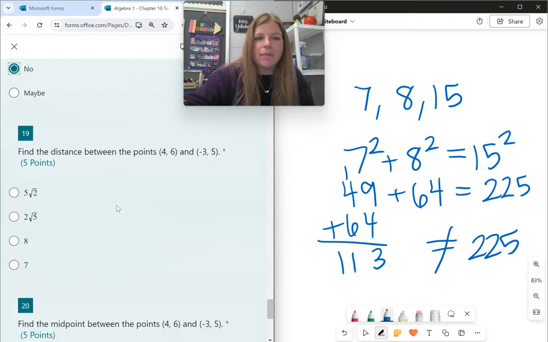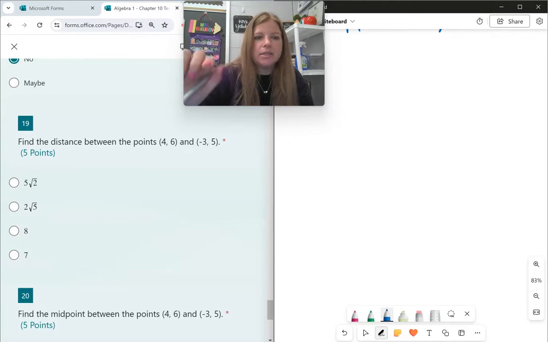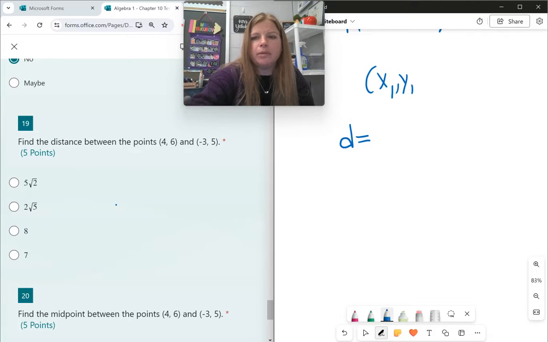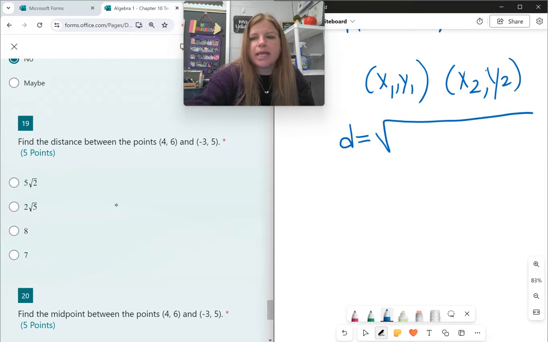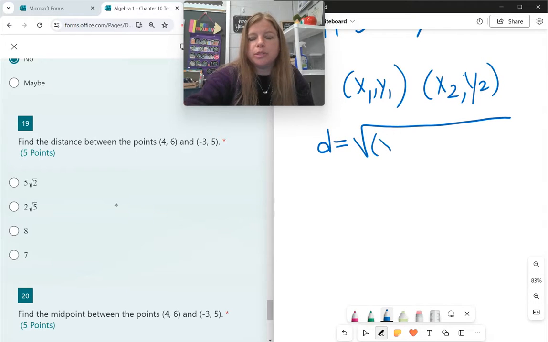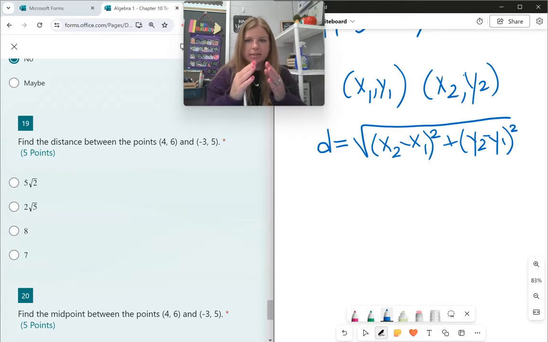Last two questions are about distance formula and midpoint. So distance formula, long formula. But if you're given the ordered pairs of x sub 1, y sub 1, and x sub 2, y sub 2, the formula is that you take the big square root of, you subtract your x values, so x sub 2 minus x sub 1, and you square it. Plus, you subtract your y values, so you do y sub 2 minus y sub 1, and you square it. So you subtract the x's, square it. Subtract the y's, square it. Add them up, and then take the square root.